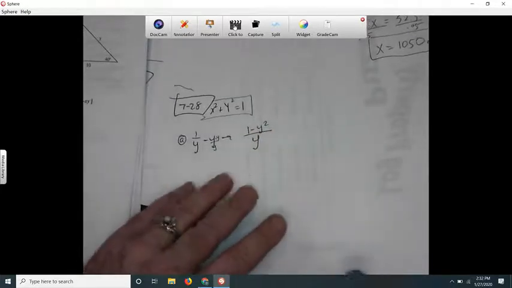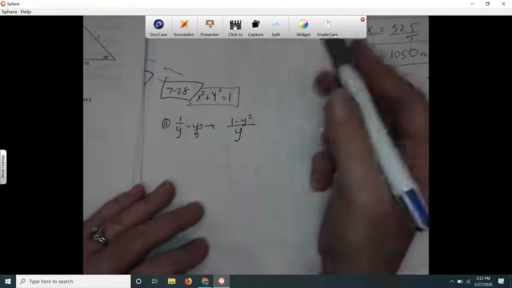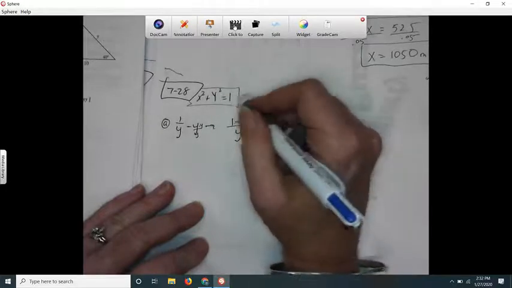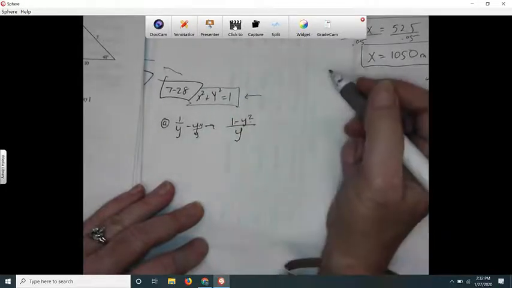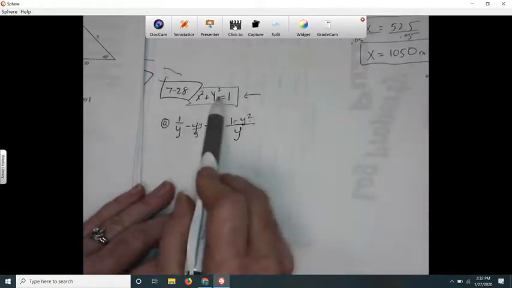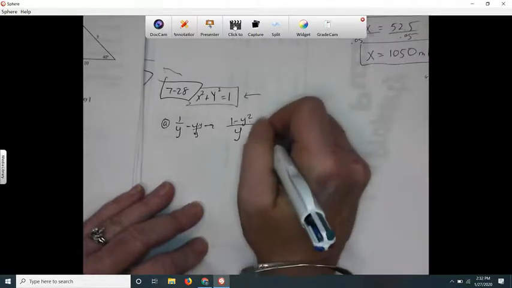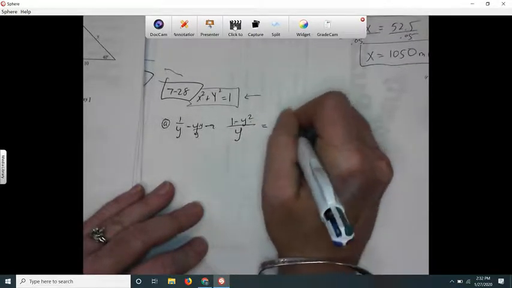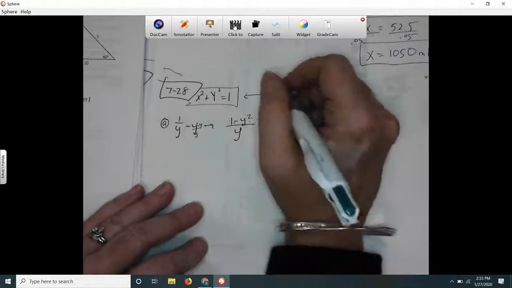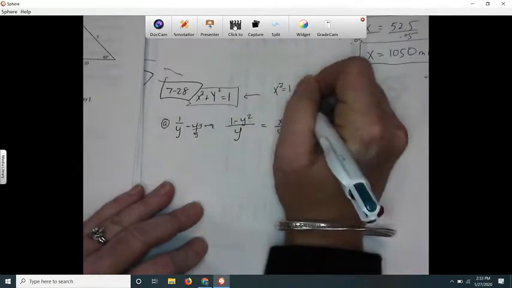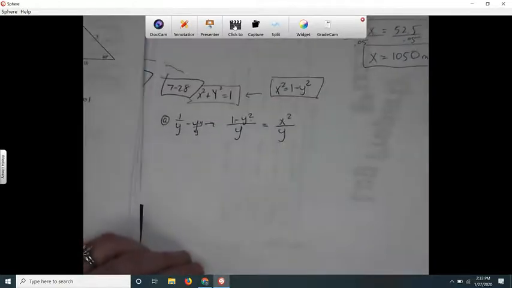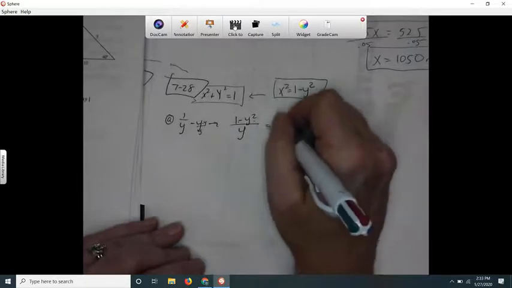And then, if I go up here, isn't 1 minus y squared equal to x squared? If I subtract y squared from both sides. So your answer key has it written as x squared over y, because if I subtract y squared from both sides, x squared equals 1 minus y squared. This is probably getting you ready for using some Pythagorean identities. So this is the answer that they wanted for letter A.